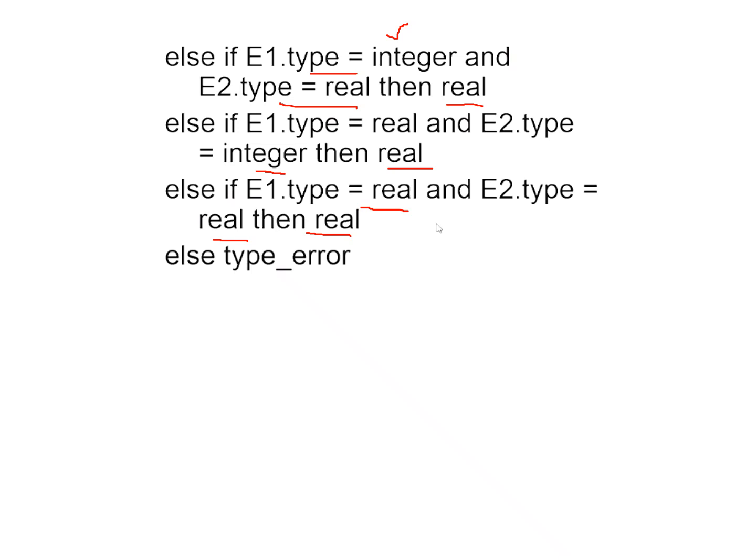So these are the statements involved in type checking for quotients. From this we end the concept of type checking, and now we enter into a new concept called declarations.